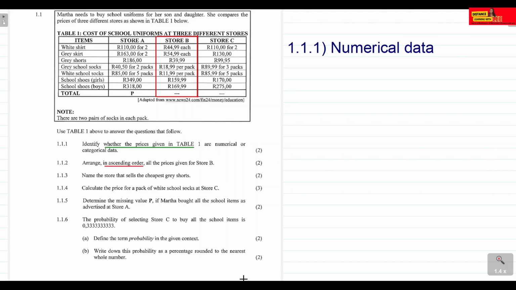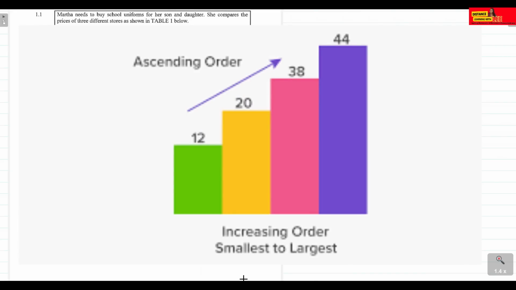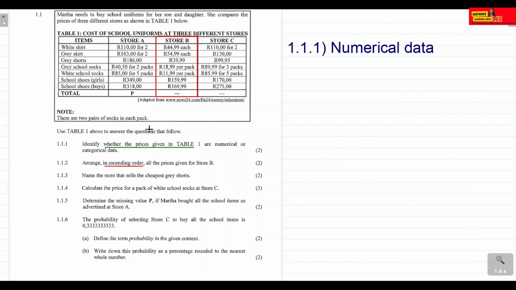Starting with the smallest price, going all the way up to the largest price. Okay, so in this case, what is the smallest price? We can see that the smallest price is 11 rand 99. So that's basically the first value that we're going to write.